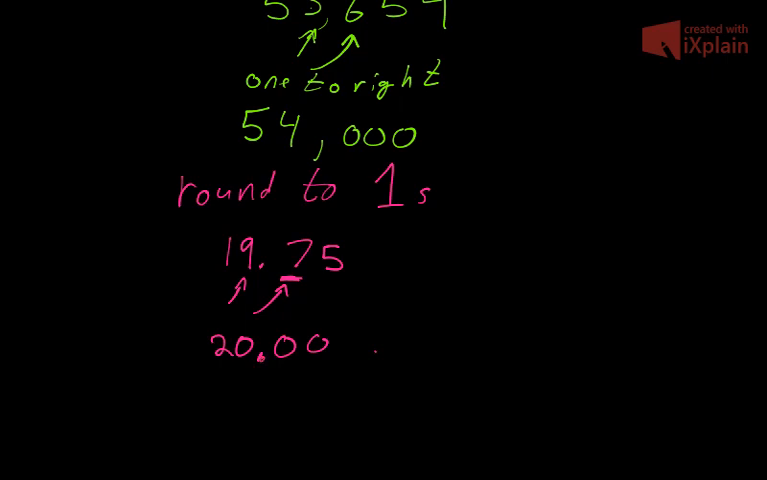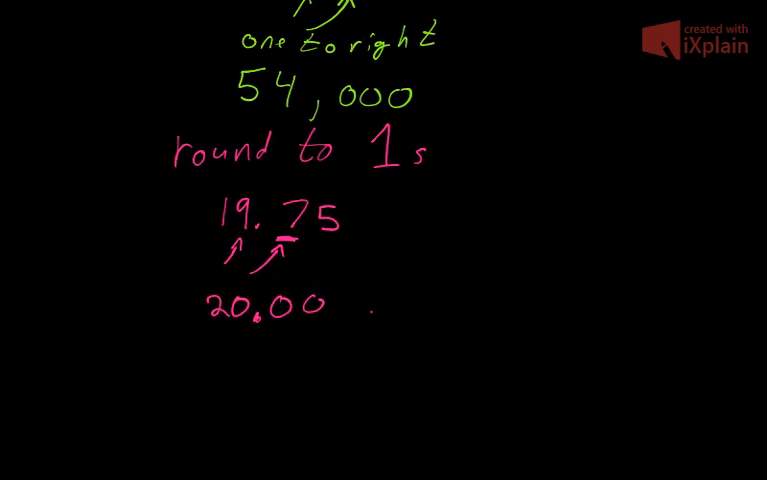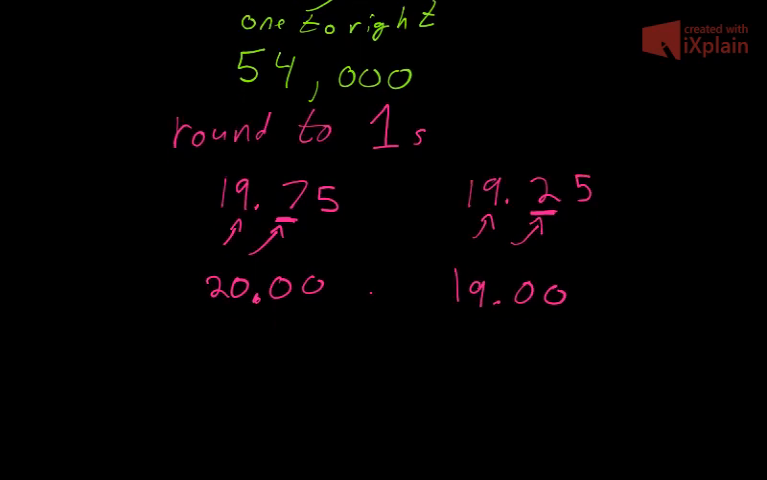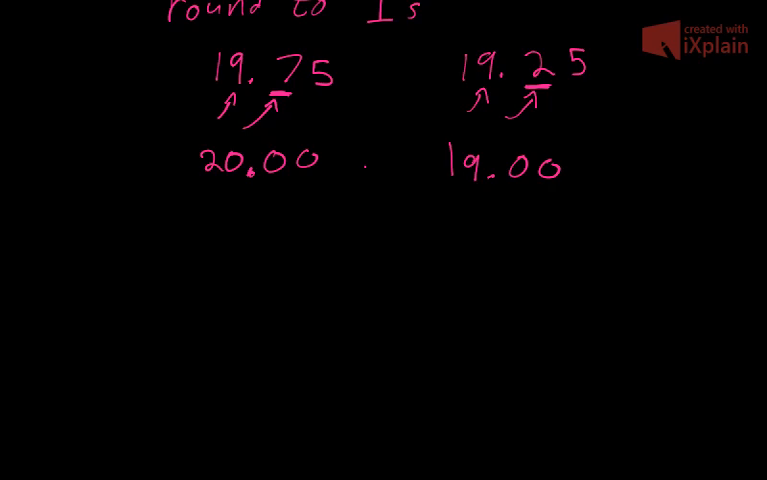And just so that we can see what happens when we round it down, if this was 19.25, rounding to the ones, I would look one number to the right. That is less than 5, so I leave the 19 how it is, and end up with 19 flat. That's pretty much what rounding is.